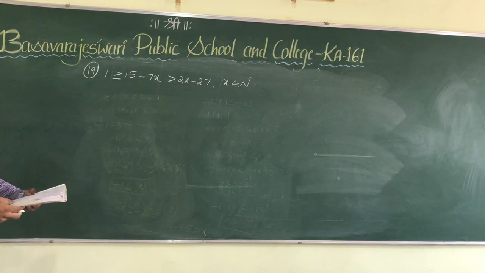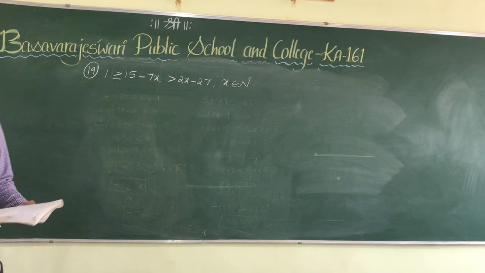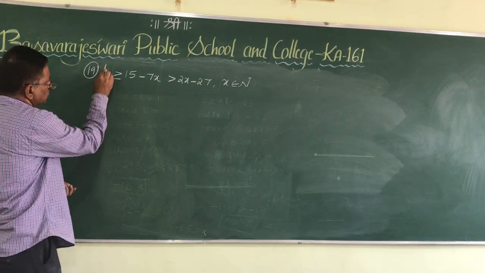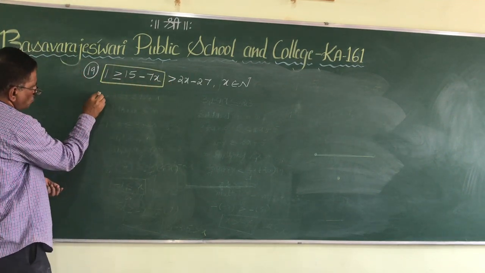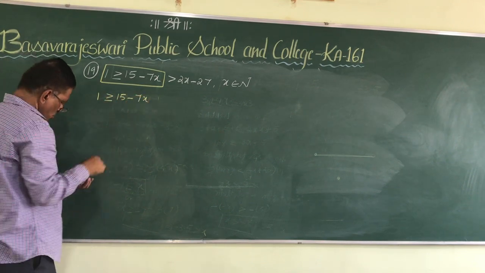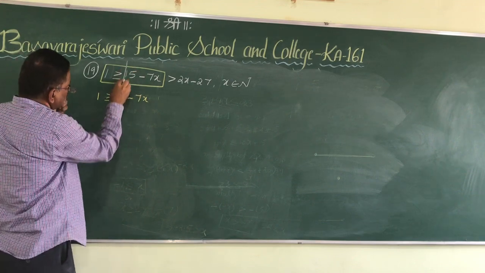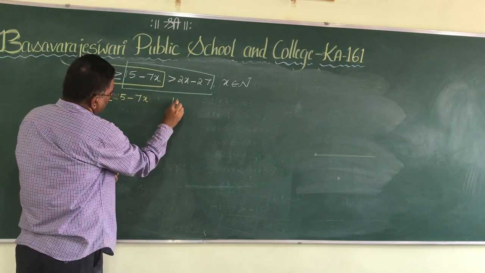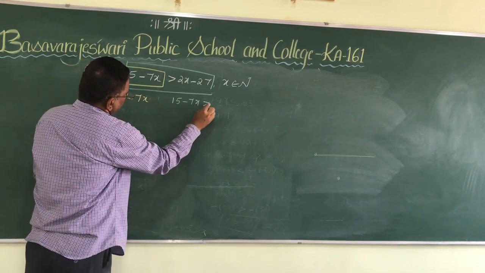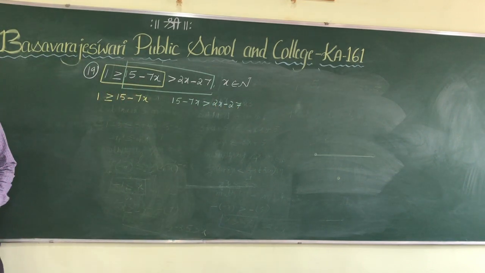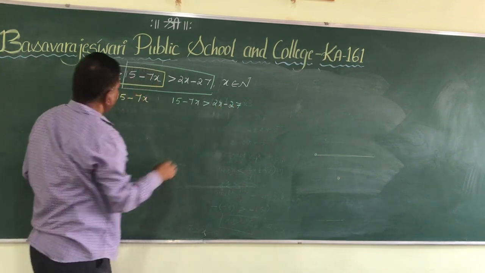I repeat the question: 1 is greater than or equal to 15 minus 7x, which is greater than 2x minus 27. Again, we have two parts of the question. The first part is 1 greater than or equal to 15 minus 7x. The second part is 15 minus 7x greater than 2x minus 27. Now, we'll solve the first part first.